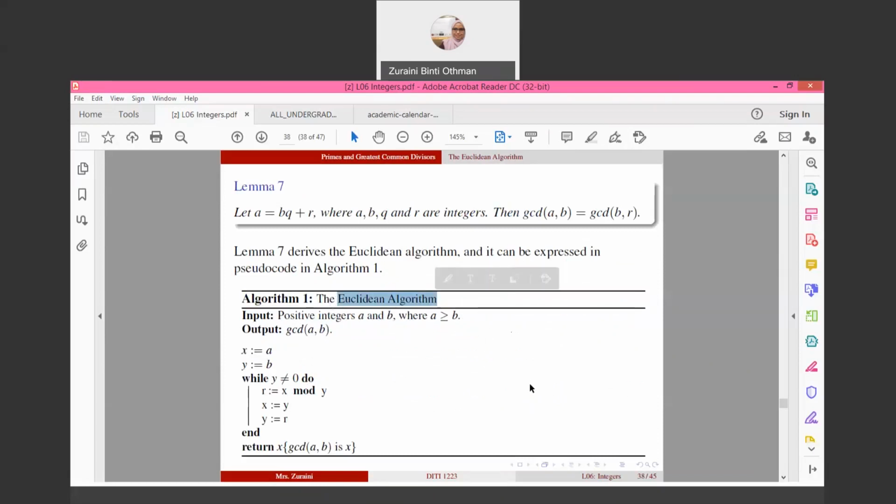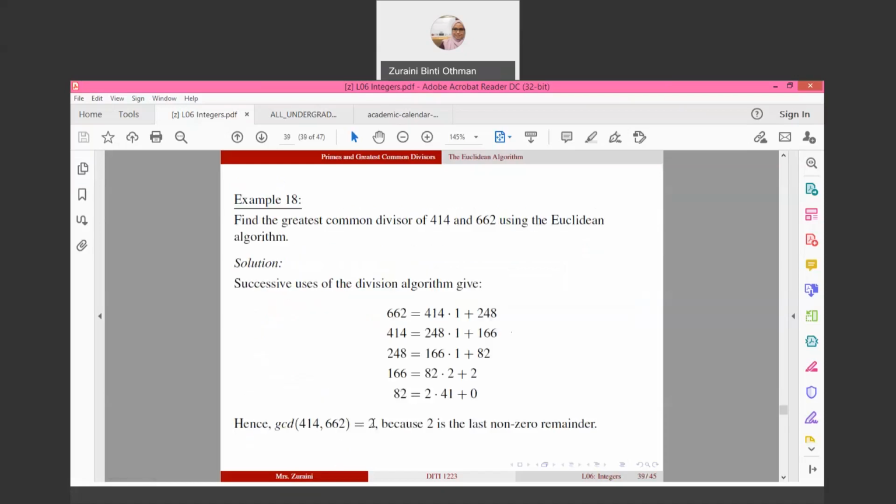Okay, this is Algorithm 1, which is the Euclidean algorithm. Okay, we want to input positive integers A and B, then we want to find the output GCD(A, B). Okay, this is how he derived the algorithm to find this GCD for A and B, which is X. We can find the X by using this algorithm. Okay, so this is example 18 by using the Euclidean algorithm. Okay, so now here, find the greatest common divisor using the Euclidean algorithm. Okay, so now 662. Okay, now yang dalam ni ialah kita ambil nombor ni 414.